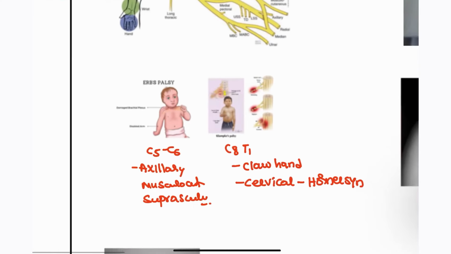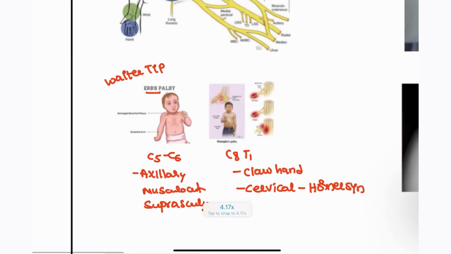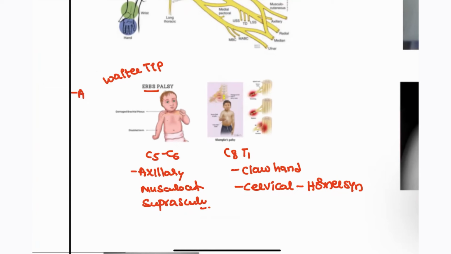Next, how will an Erb's palsy patient be presented, guys? Like the waiter's tip, or the policeman's tip, the patient will be presented. So the defect can be described as the hand is going to be in an adducted position with medial rotation, and also the patient will have a pronated hand. Okay, the elbow is extended. This is the defect.